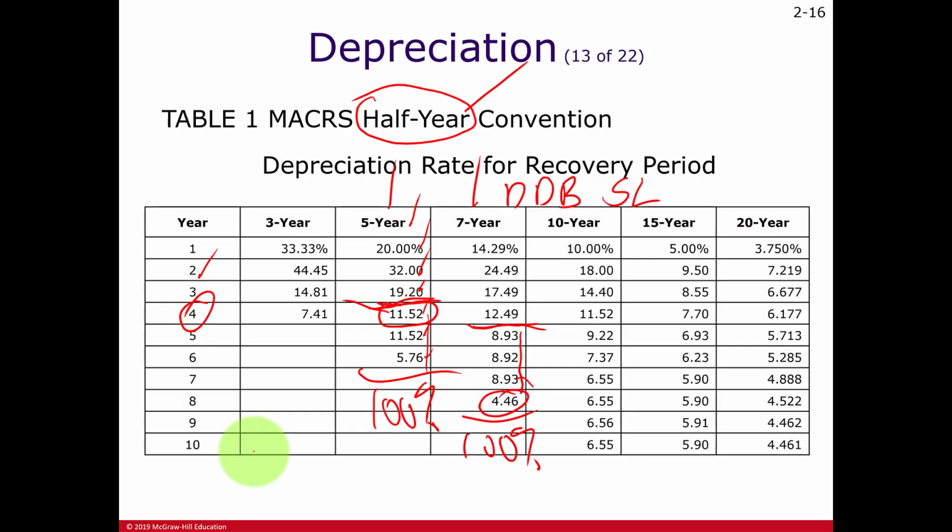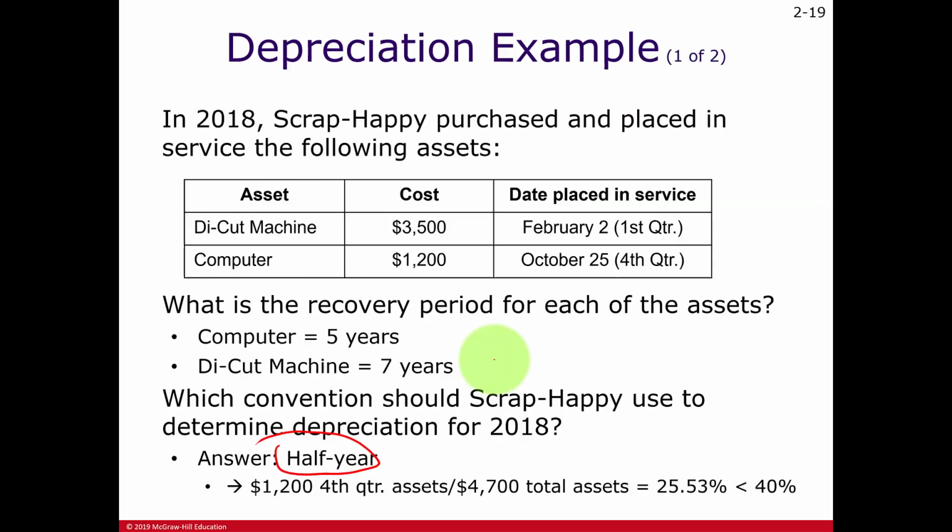In this table here, in other words, for the computer, you're going to take a 20% rate in the first year, 32% in the second year. The machine, you're going to take 14.29, and this rate here the second year, and so forth. Okay, so that's the half year convention.